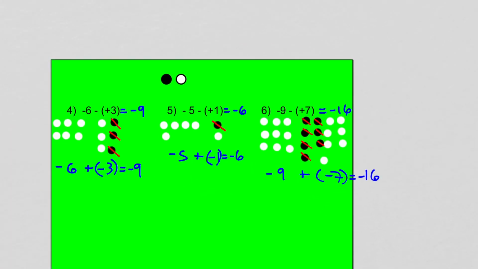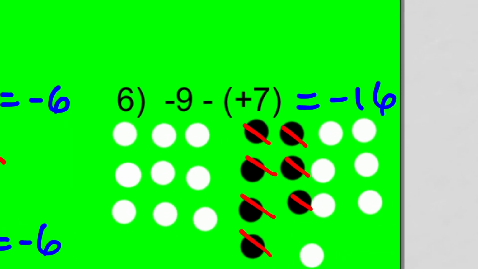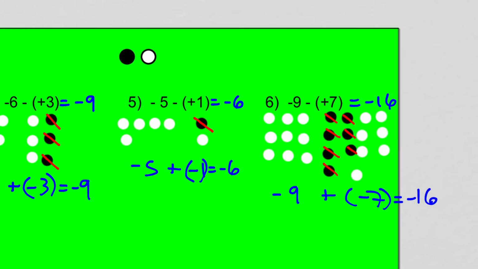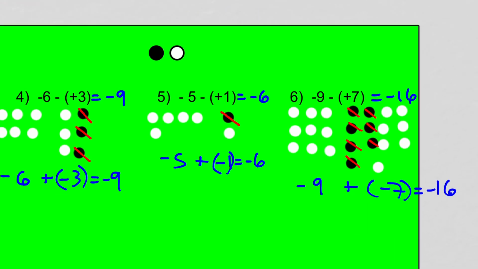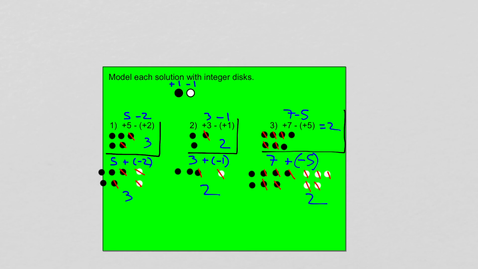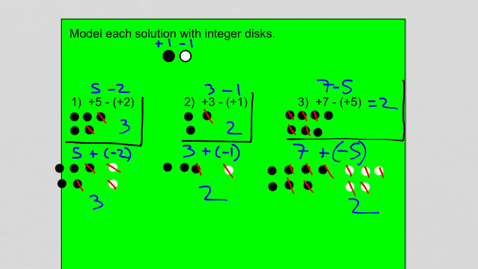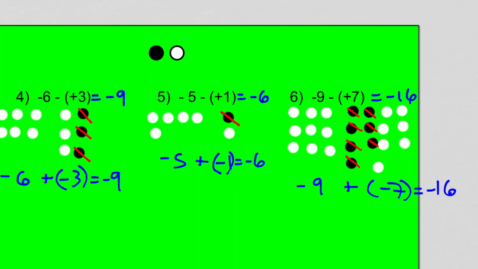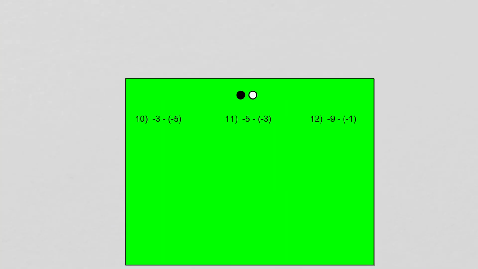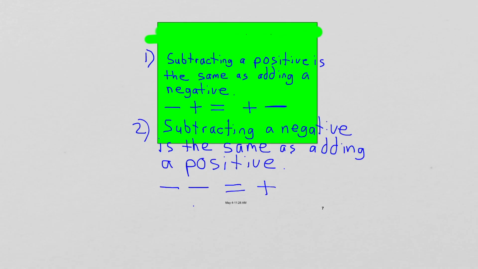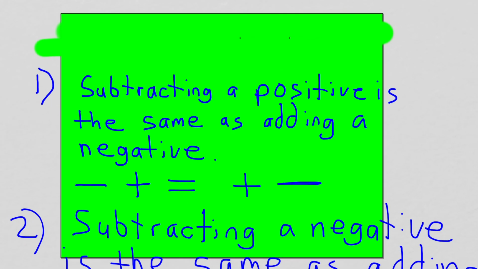In all 6 of these questions, we have shown that subtracting a positive is the same as adding a negative. In this group of 3, subtracting a positive is the same as adding a negative, and in this group of 3, subtracting a positive is the same as adding a negative. So, the first rule for subtracting integers is subtracting a positive is the same as adding a negative. So minus plus is the same as plus minus.